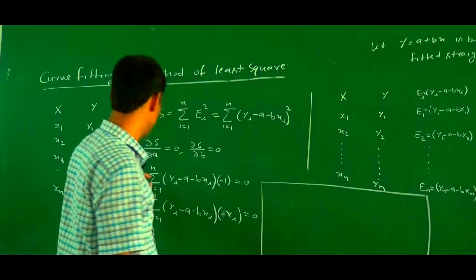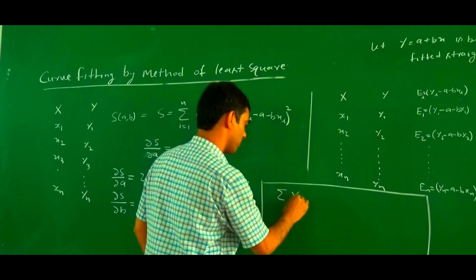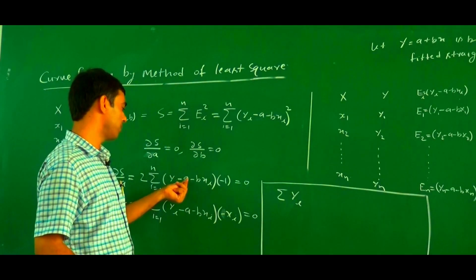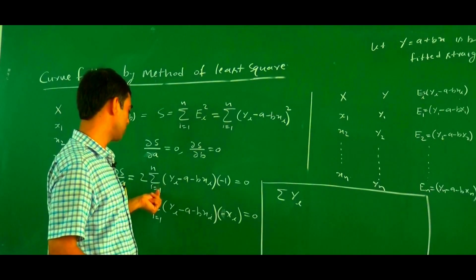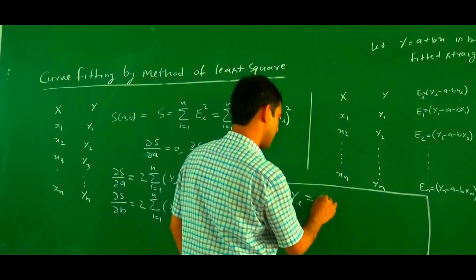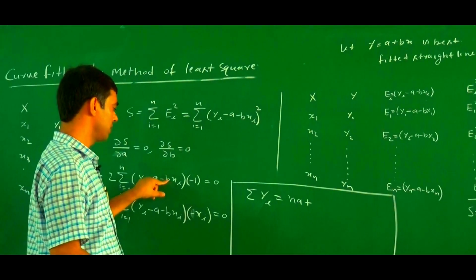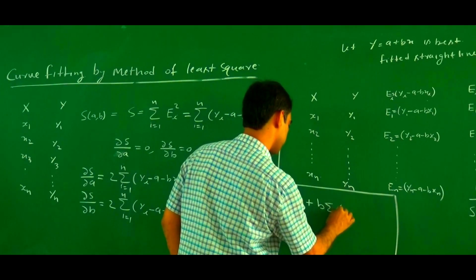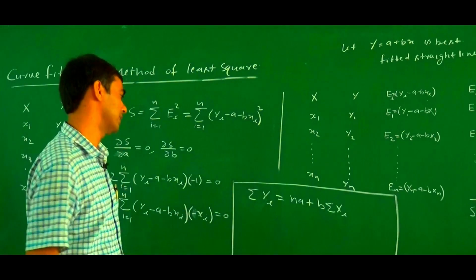What is the equation? Summation of yi minus summation of a, where a is a constant, so summation n times, this becomes na, plus, if we operate the summation here, b summation of xi. After simplification of this equation, we get this equation.